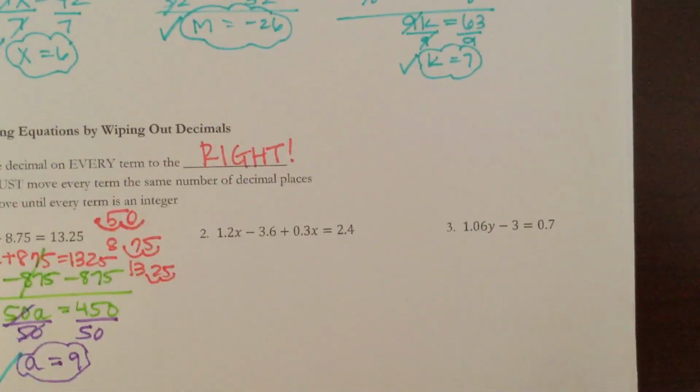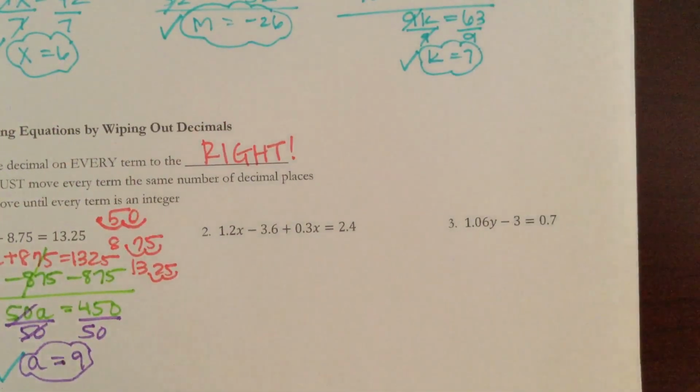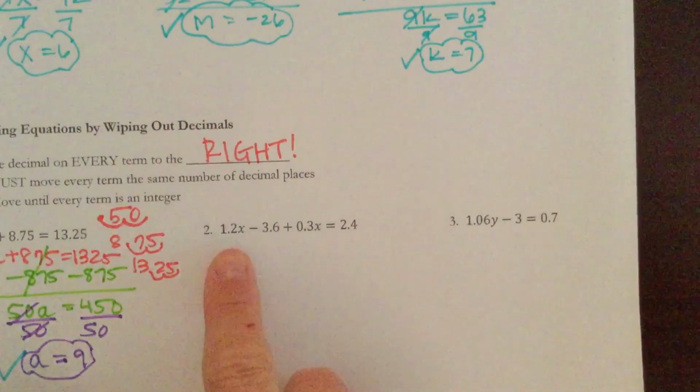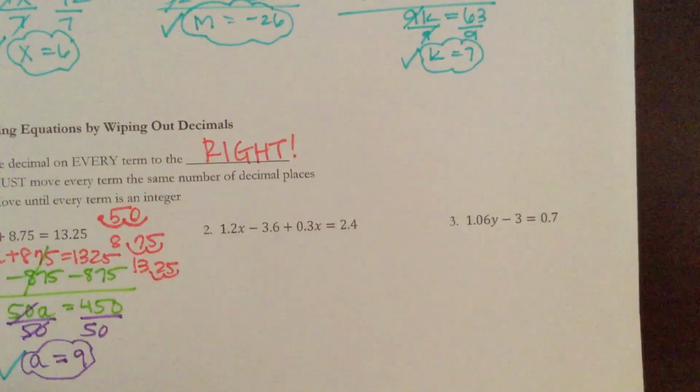On our second example, thinking about our steps, there is nothing here to distribute. So our next step is to eliminate fractions or decimals. In this case, we have decimals. How many places would we need to move each of these to the right in order for them to become integers? If you said 1, you are correct.